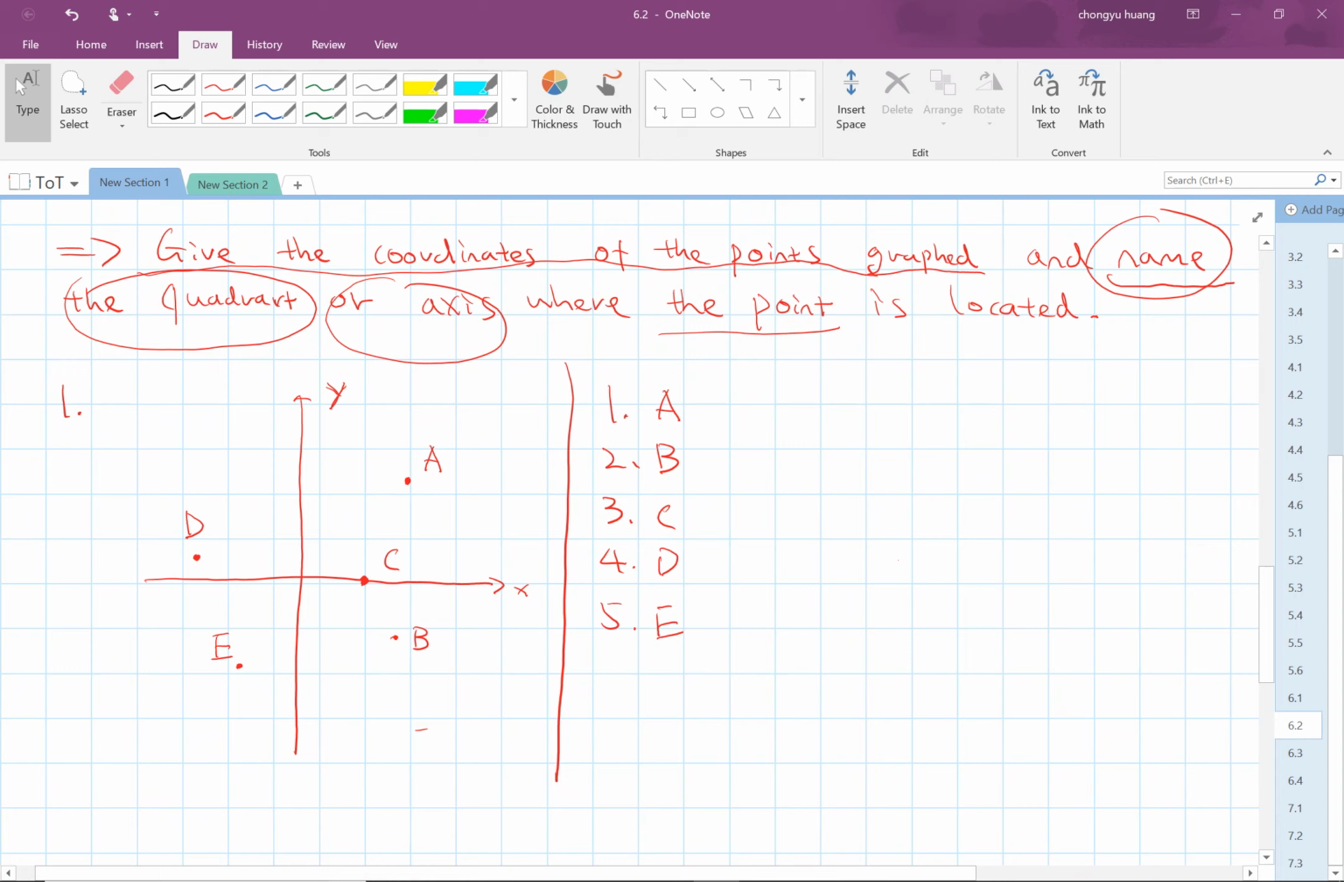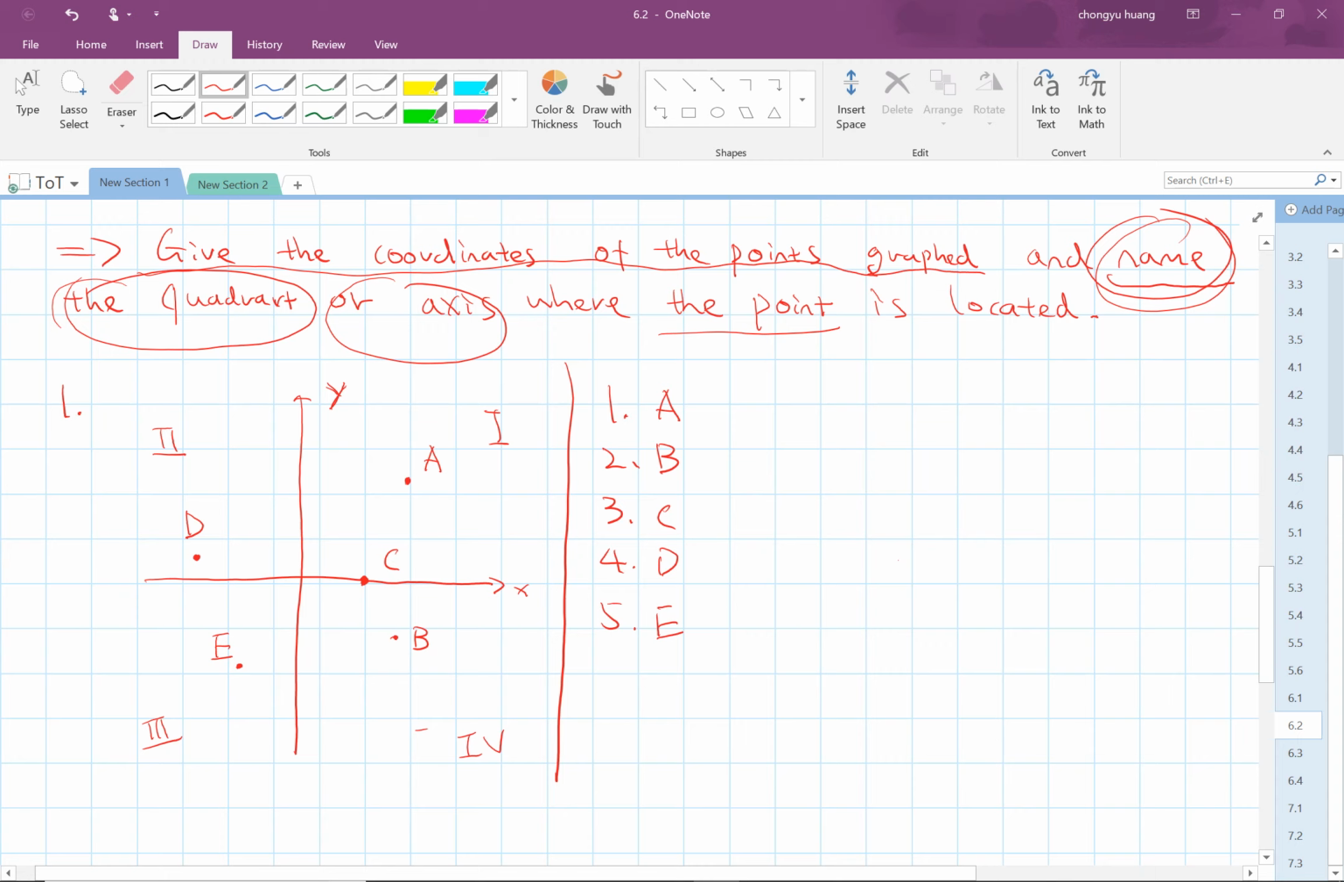So let's take a look at this problem. Basically, I repeat again, we want to name the quarters or axis where those points are located. The first thing I would recommend you do to solve this kind of problem is to write down the quarters. That will make things easy for you to find out which quarter or axis the point is located in, right?